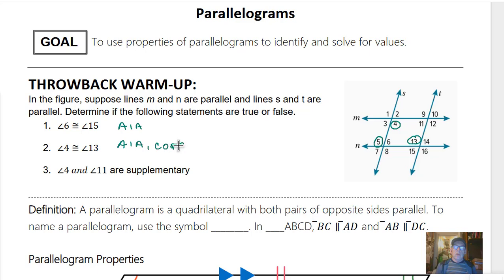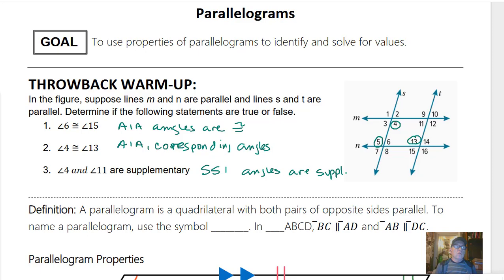Corresponding, C-O-R-E-S-P. So those are the two ways that we could get those congruent. And 4 and 11 being supplementary: same side interior angles are supplementary. AIA angles are congruent. Okay, so there's the warm-up part.